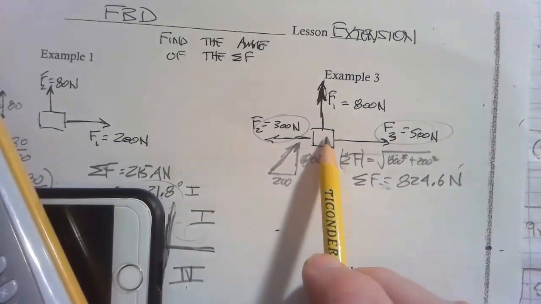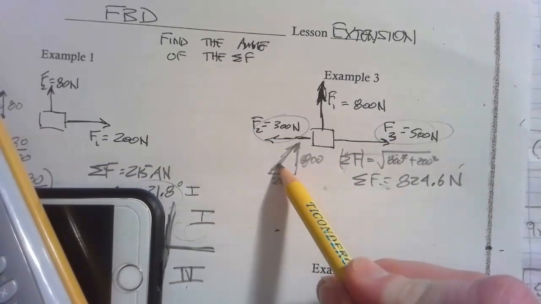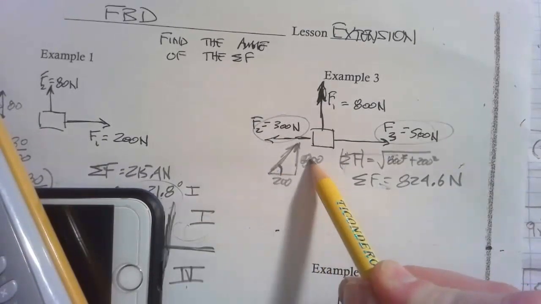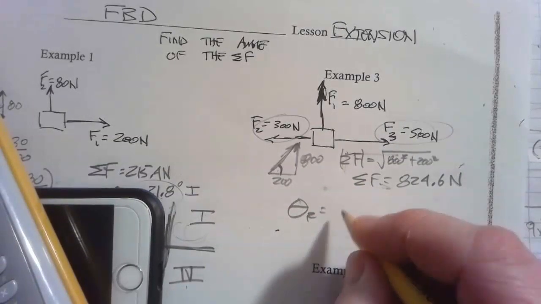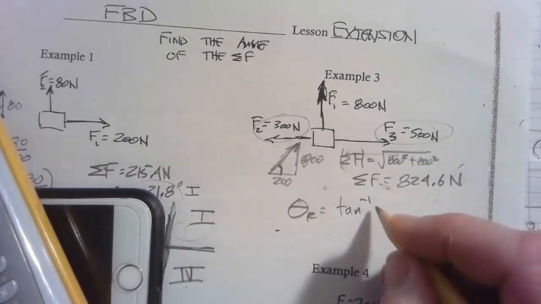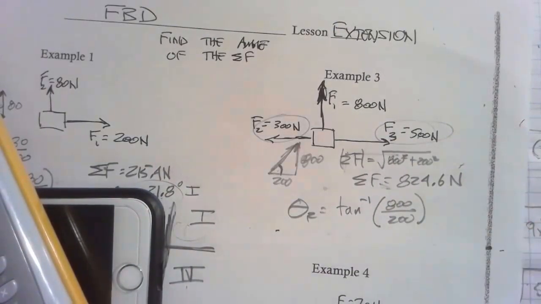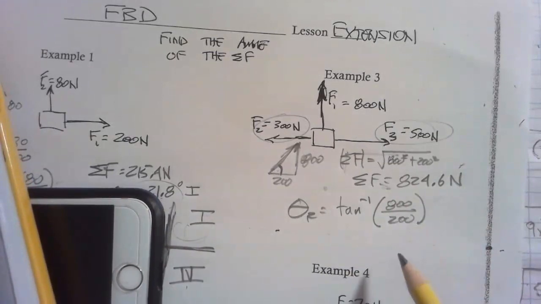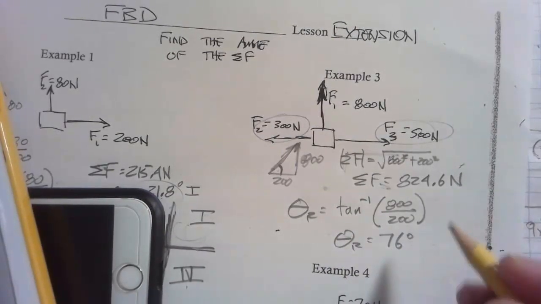Now, we need the angle. So that angle, which is this one, right, is going to be the opposite, 800 over 200. So the reference angle is going to be the inverse tangent of 800 over 200. I can do that. That's just going to be 4, right? So the inverse tangent of 4. 75.96, we'll call it 76 degrees. So the reference angle is 76 degrees.